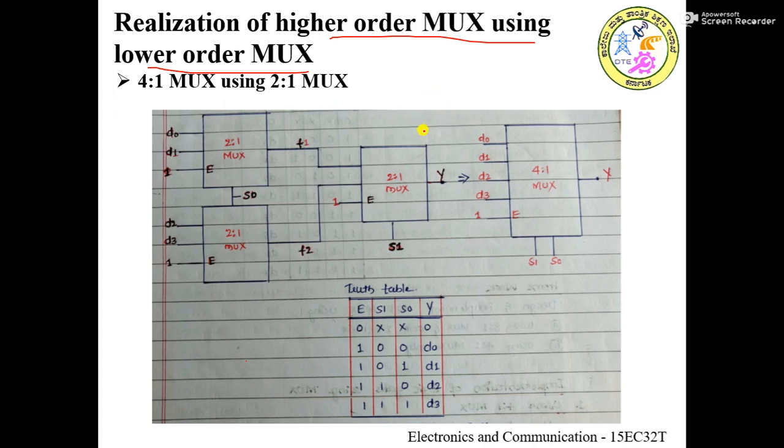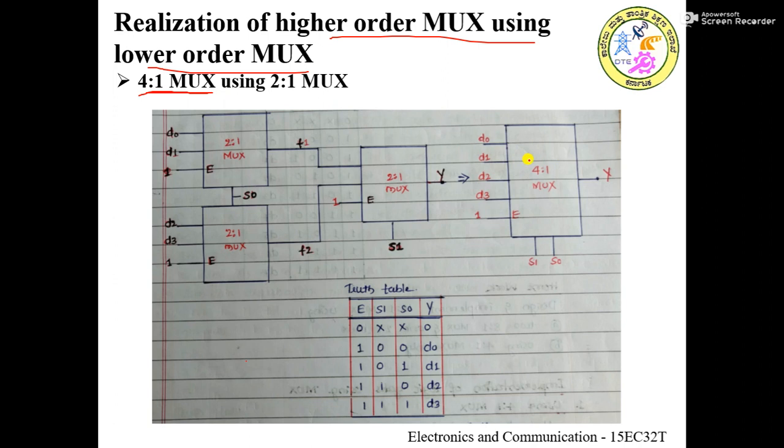So the same situation we can see here. First, let us see the example of a 4:1 mux using 2:1 mux ICs. So here, first we shall see what a 4:1 mux is and how it works.